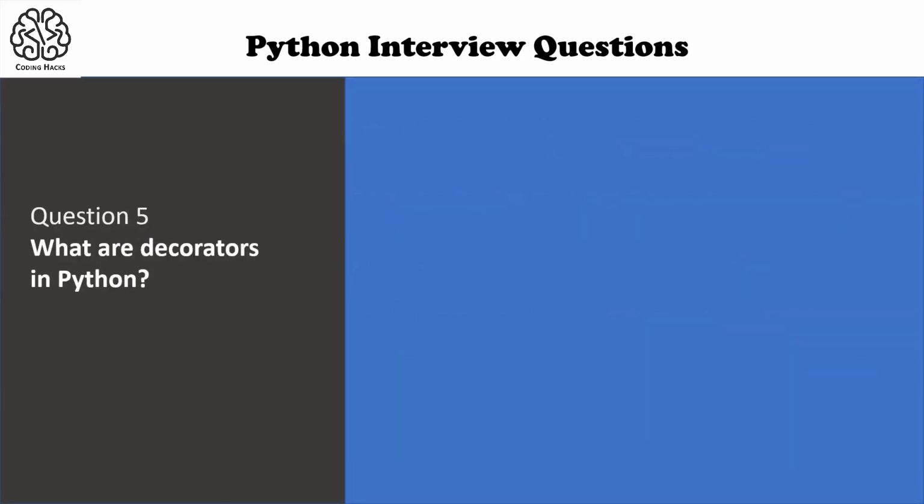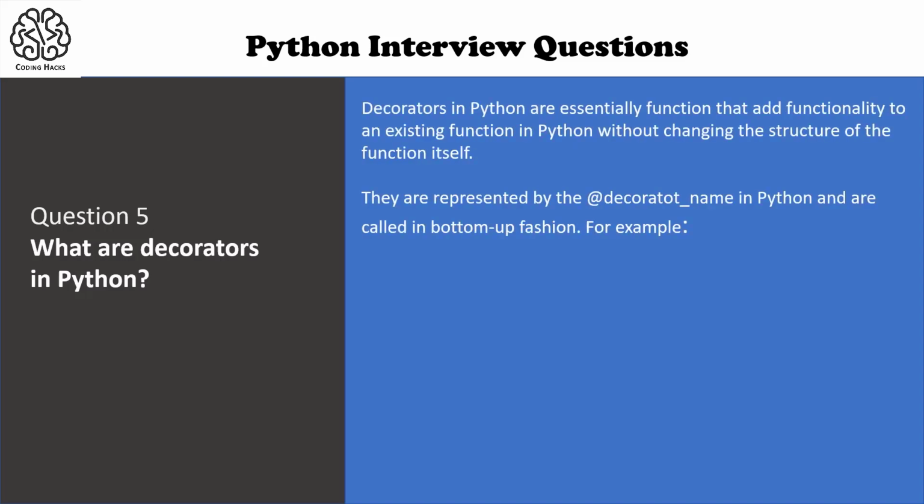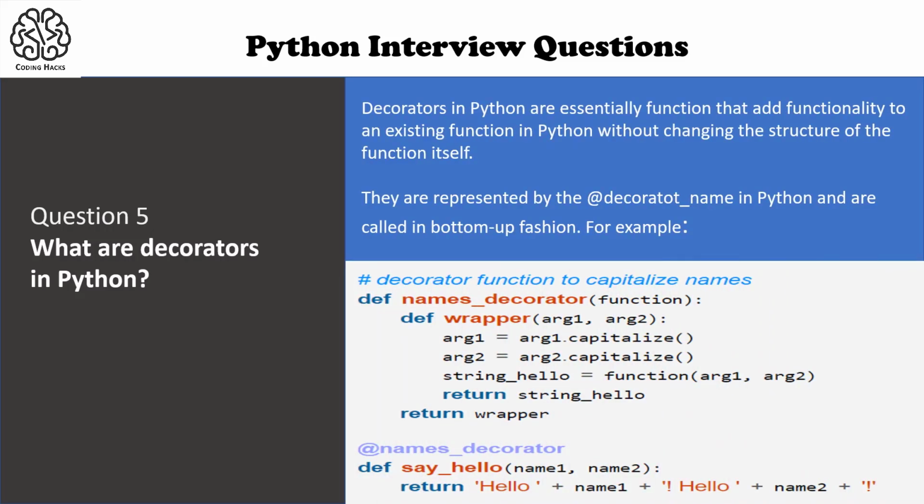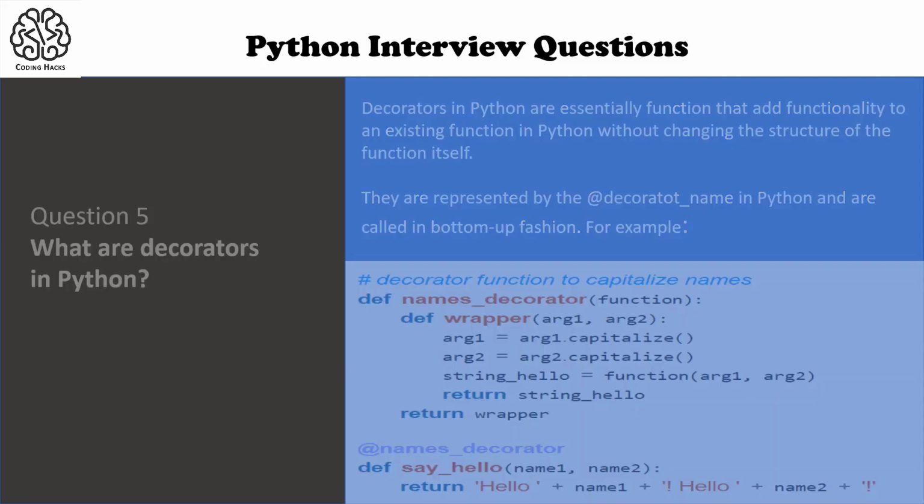Question number 5 is, what are decorators in Python? Decorators in Python are essentially functions that add functionality to an existing function in Python without changing the structure of the function itself. This is represented by the @ and decorator name in Python. Below is the given example which you can refer to create a decorator. Let's move to the next question.